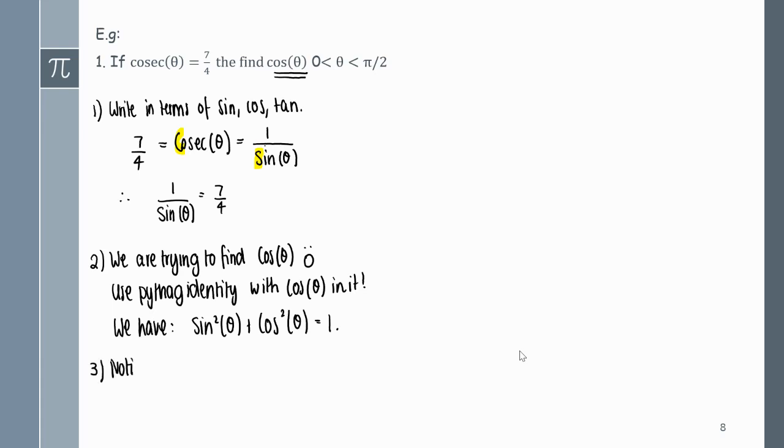Our next step is to make sure that we have an expression for sine theta using our step 1. So if 1 over sine theta equals 7 over 4, if I flip both sides, I'm going to get that sine theta equals 4 over 7.